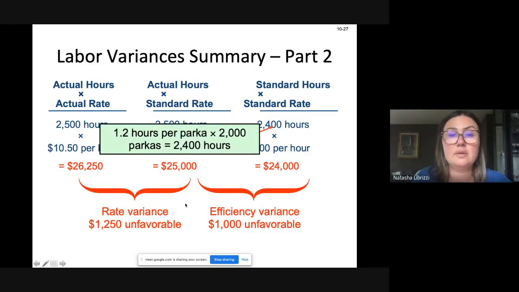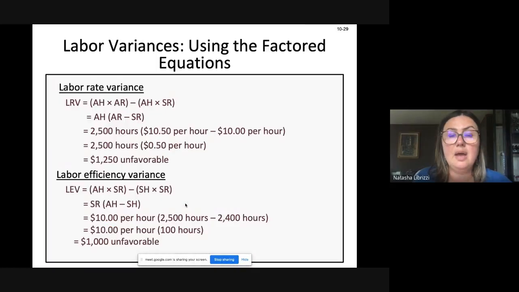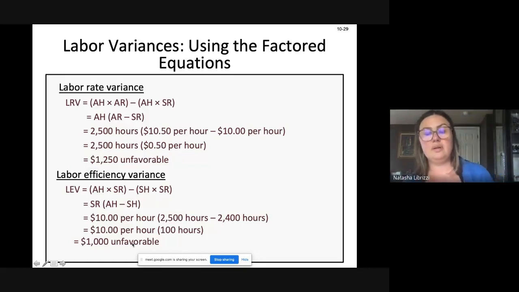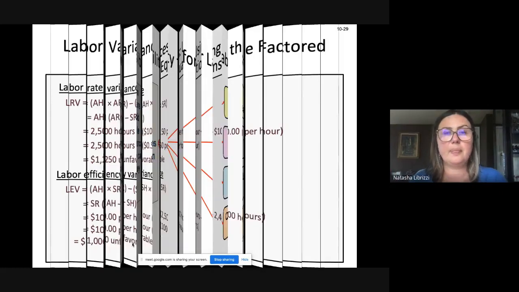So this is our parker cost again, and this is how we figure out the per hour rate we actually paid. If you put this in equation format, it's the same thing we did before. If you come up with a positive number, it's unfavorable, and if it's negative, it's favorable. But you can also step back and say, I should pay them 10, I paid them 10.50. You already see where the number is at.